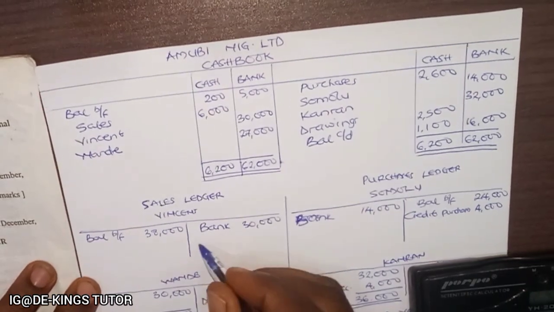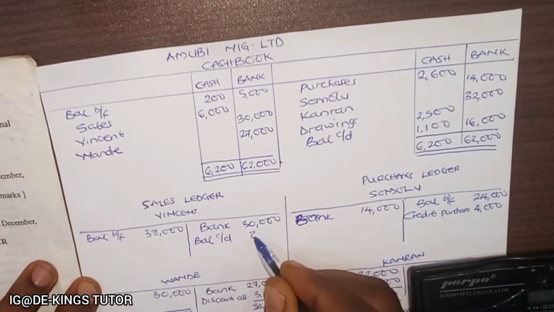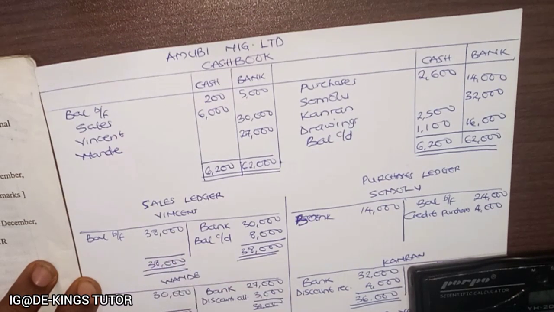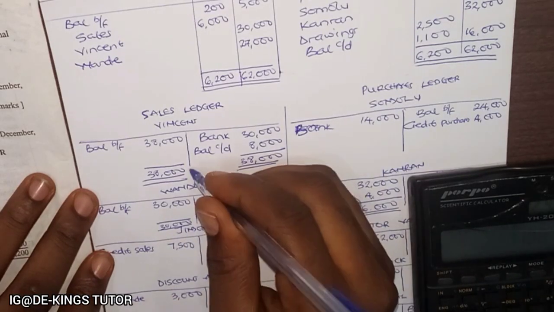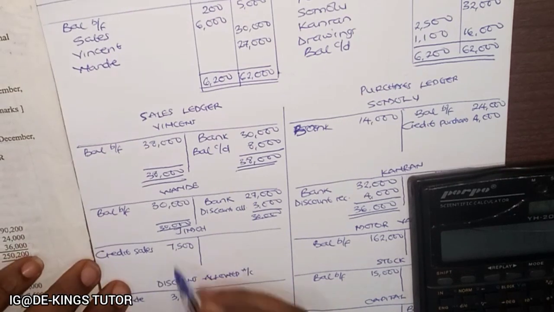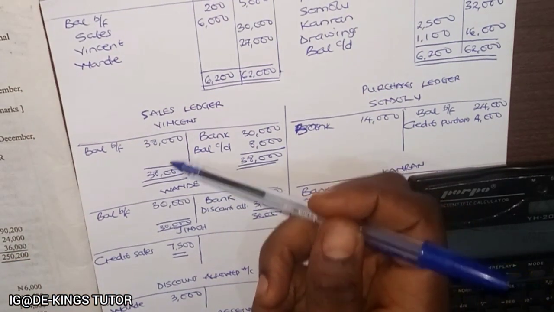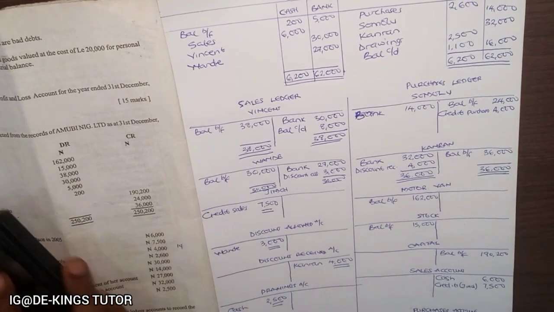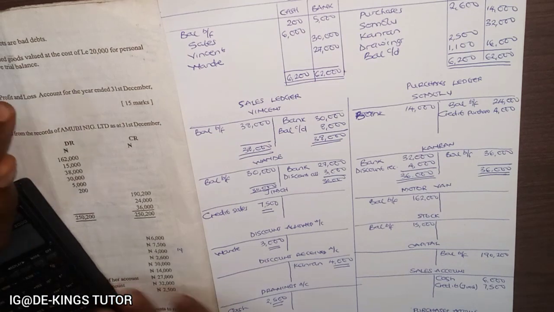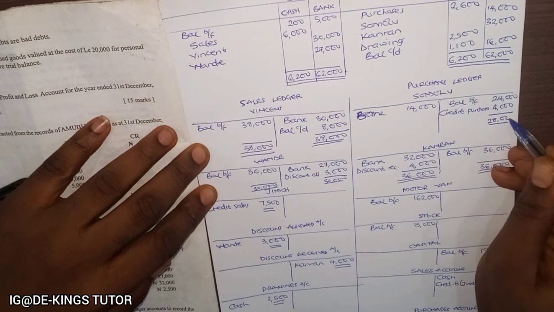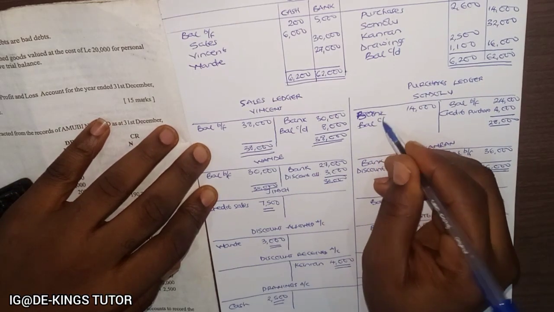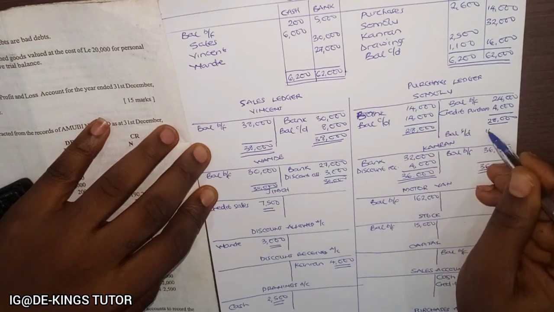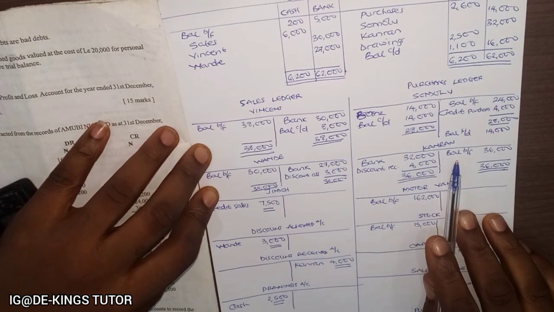So we'll come to the sales ledger. This is greater than this, so we have a balance carried down here of 8,000. So this is 38,000. Okay, so this one is already balanced, so no balance figure. So we'll check here. So this should be 28,000. We'll have a balance carried down of 14,000 to make this 28,000, so we'll have a balance brought down here as 14,000. So this account is still open. This account is closed.